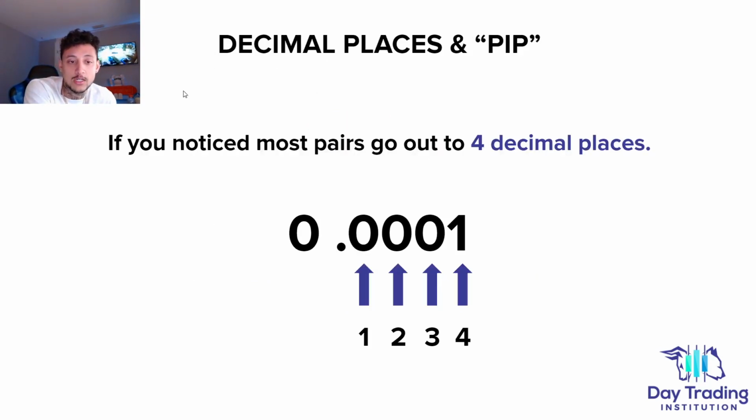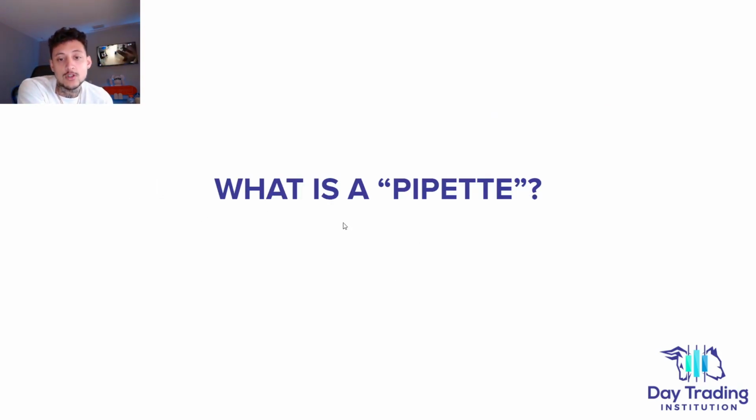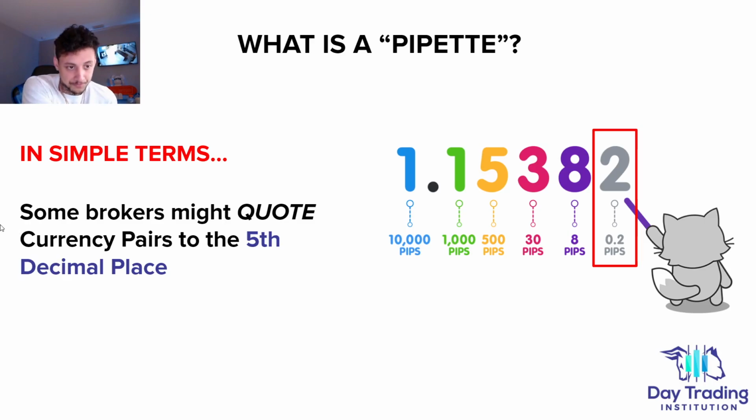Now, here's another way to understand it. If you notice, most currency pairs go out to 4 decimal places. However, there are some exceptions like the JPY, the Japanese yen, which only goes to 2 decimal places. Again, this is going to depend on the broker. Most brokers are going to offer your pipette, which is your micro pip. So it'll have 3 decimal places, but normally only has 2 decimal places. Some brokers might quote currency pairs to the 5th decimal place, and almost all brokers quote currency pairs to the 5th decimal place, as you could see here.